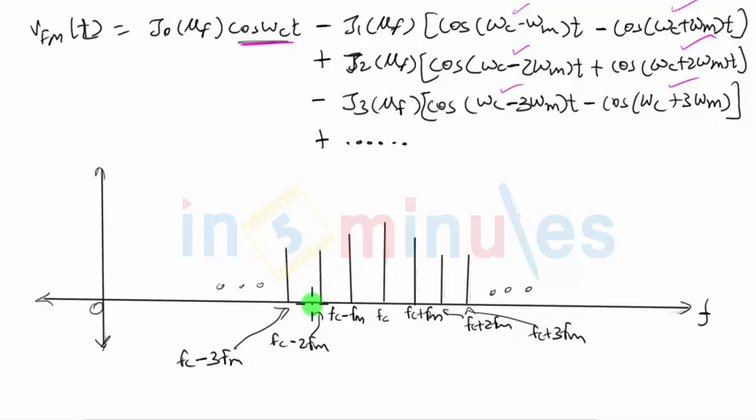Let me quickly remind you that this frequency spectrum was derived considering a single frequency sinusoidal signal as the modulating signal. So you can see everywhere we have shown discrete frequency lines, FC, then FC plus FM, FC minus FM and so on.